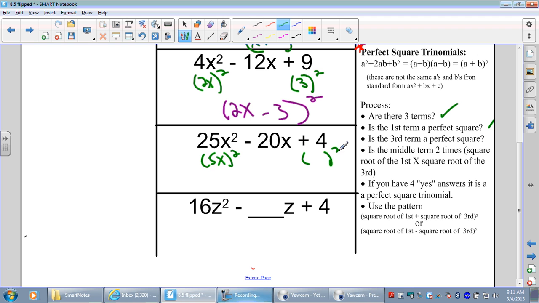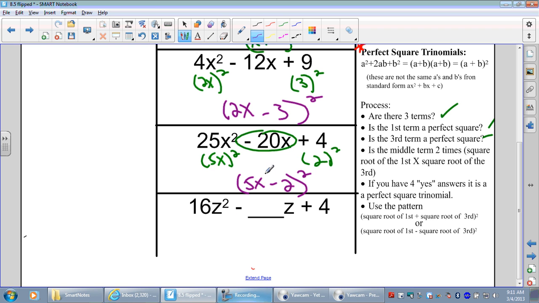Is the third term a perfect square? Hey, what could I square to end up with this? Hey, it is. Is the middle term, is this term right here twice the product of these? Well, 5x times 2 is 10x. Double it, 20x. Hey, it is. So now I can factor it. This one right here. This one right here. Use the sign of the middle term. See, if that were a plus, you'd use a plus right there. And square it.